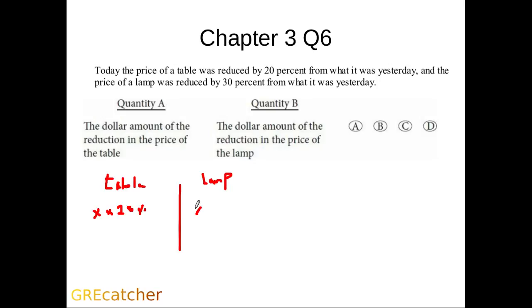And the lamp, the starting value is x, so the value or the cash money which is reduced is x times 30%. I don't know what's wrong with me today. Okay, that's 30%.